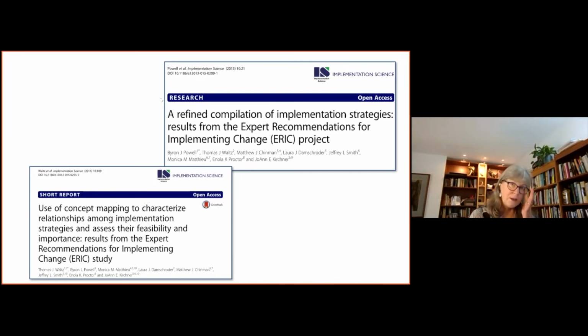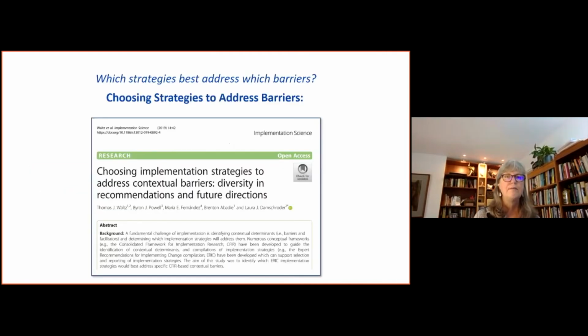There are 73 different strategies, and they have different levels of specificity. They include everything from facilitation as a strategy, which is a very holistic and very broad strategy, to very specific strategies like create education materials, which is a more concrete, specific strategy. So it's kind of a mix in that particular list.